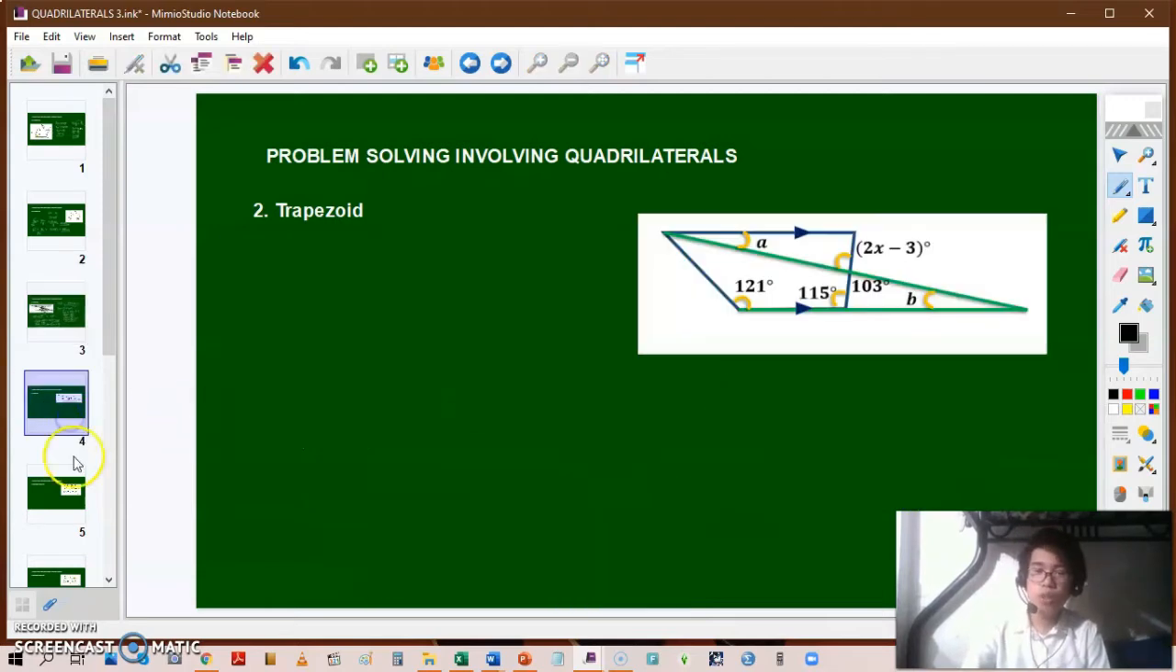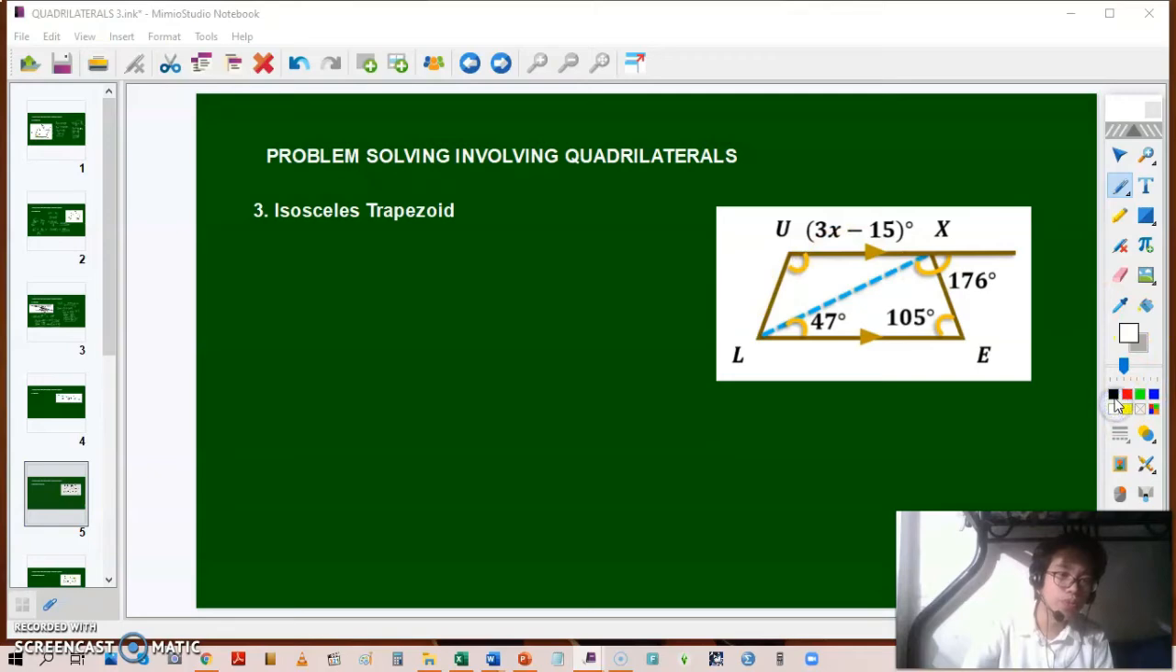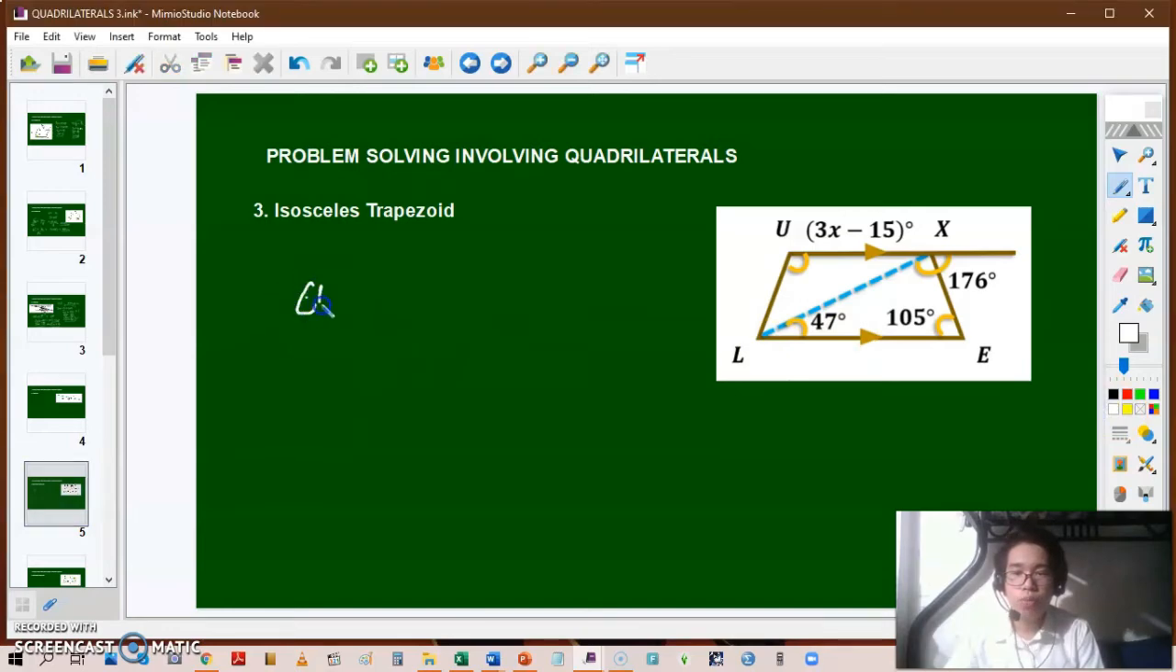So let's move on to our next problem. We have here an isosceles trapezoid. For this isosceles trapezoid, we want to find the measurement of this value right here, angle U. Angle U measures 3x minus 15 degrees. So how do we solve this?